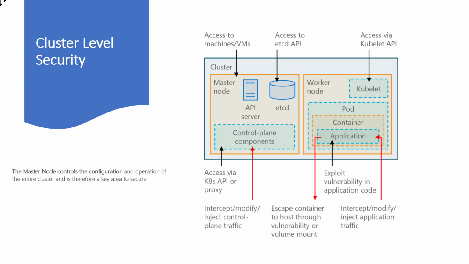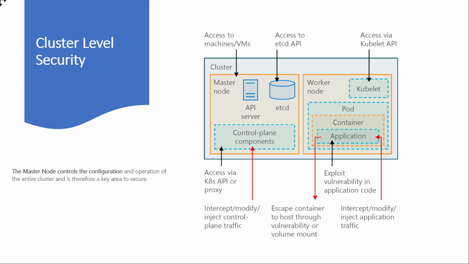If the master node is messed up, then you are resulting in total chaos for the entire AKS cluster, right? And then you go to the worker node where you have the kubelet API running. You have pod, container, and application. So we would be talking about security at each layer here instead of just going randomly, which probably may not make more sense. So we'll start with the master node.